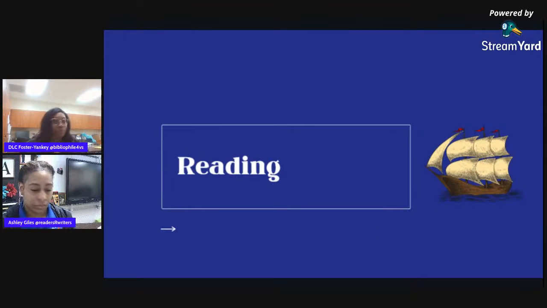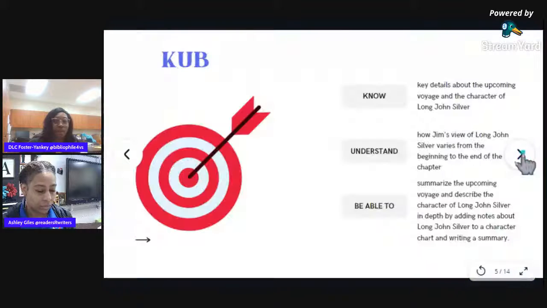Let's kick it off with reading. Our objectives are that students will know key details about the upcoming voyage and the character of Long John Silver. They'll understand how Jim's view of Long John Silver varies from the beginning to the end of the chapter, and they'll be able to summarize the upcoming voyage and describe the character of Long John Silver in depth by adding notes about Long John Silver to a character chart and writing a summary.